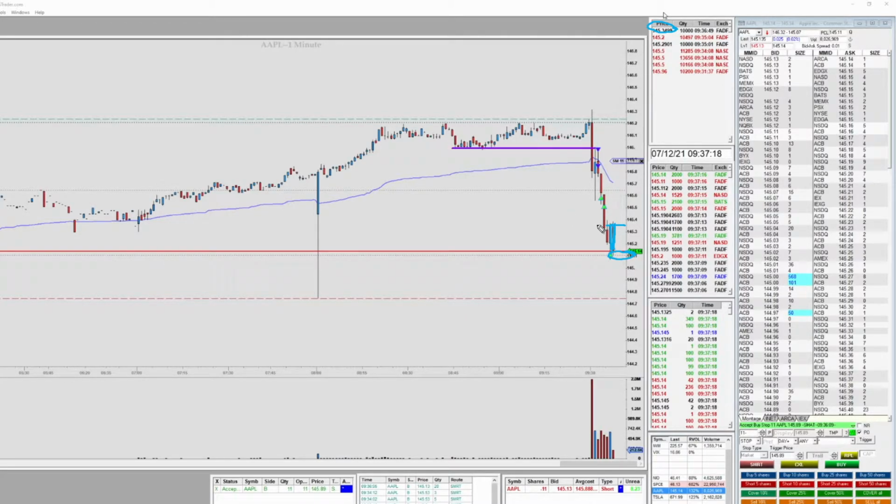And past orders in the morning also play a part. So like I said, if it would have gotten above this 35-cent area and would have kept going up, it would have had resistance here at 145.50 because of those huge orders that went through.